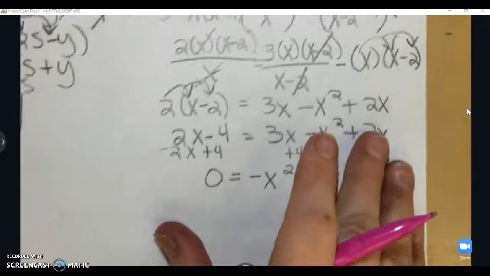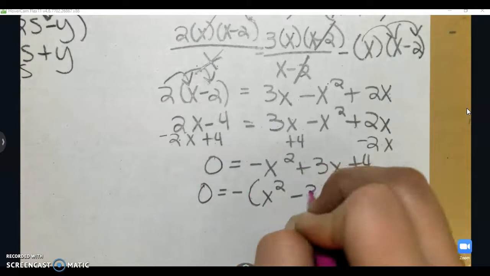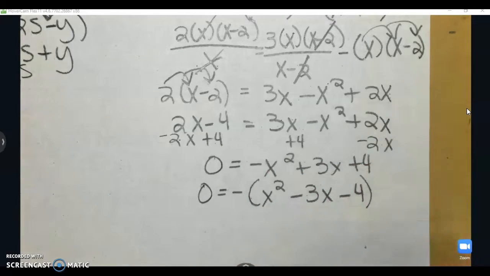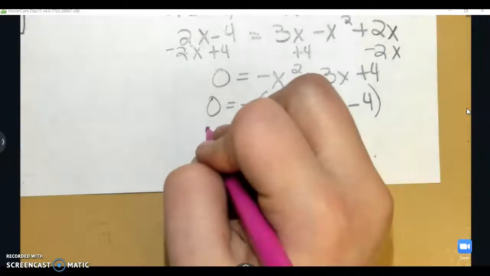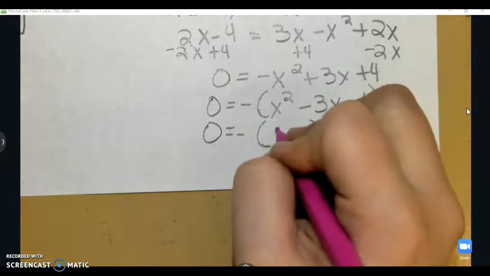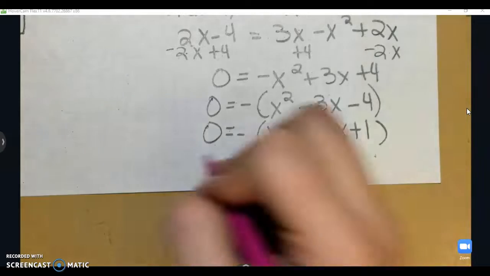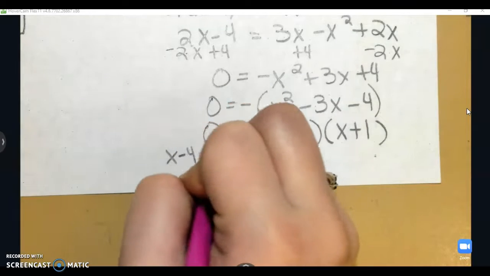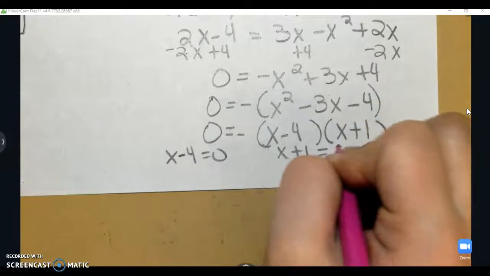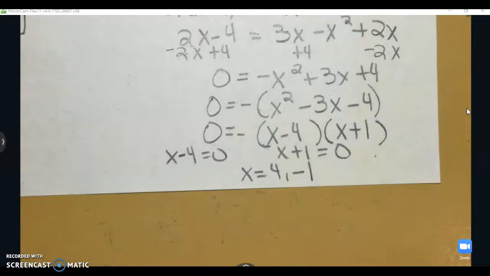Now, I don't like that negative being in the front, so I am going to factor it out and change the sign of everything else. Now I'm ready to factor my quadratic. So factors of negative 4 that add to negative 3 is minus 4 and plus 1. So if x minus 4 equals 0 and x plus 1 equals 0, our two solutions are going to be 4 and negative 1.